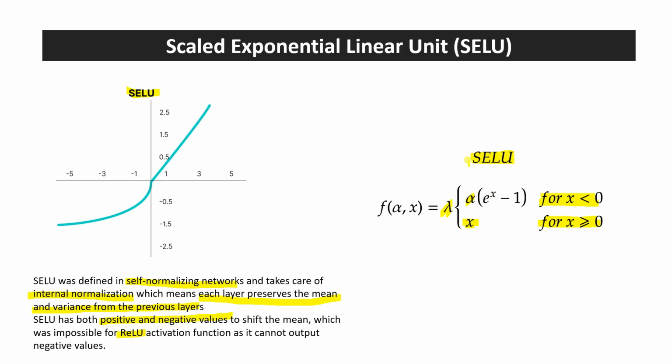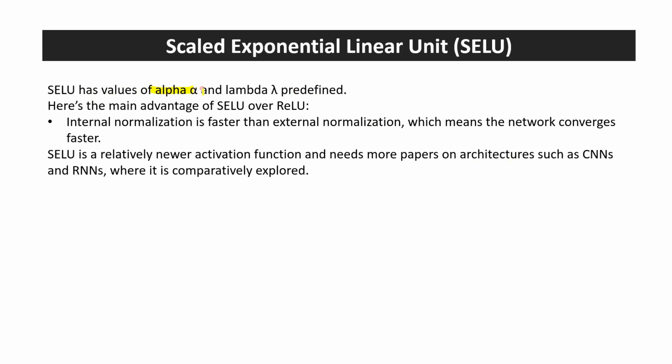This is quite an interesting activation function, and it is used in CNN and RNN as well, because many papers have already been published based on this scaled exponential linear unit. SELU has predefined values of alpha and lambda. Here are the main advantages of SELU over ReLU. Internal normalization, we already know, is faster than external normalization, so our computation speed is much higher and it does not allocate memory as well. That means the network convergence is faster, obviously.